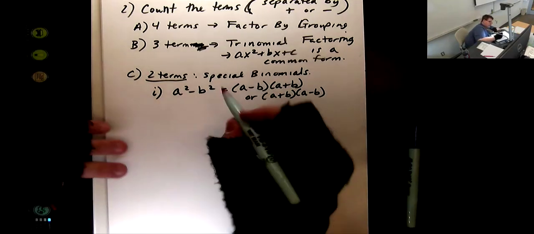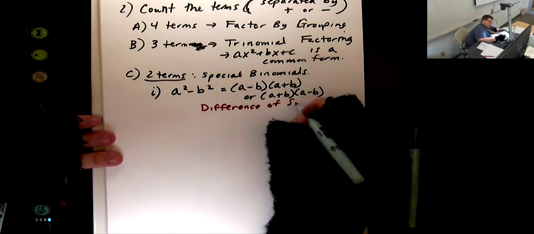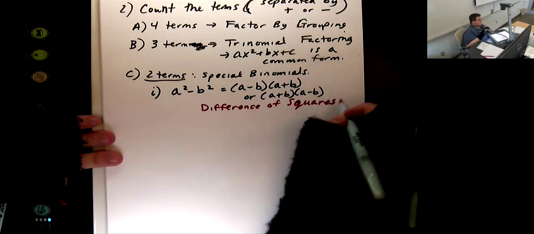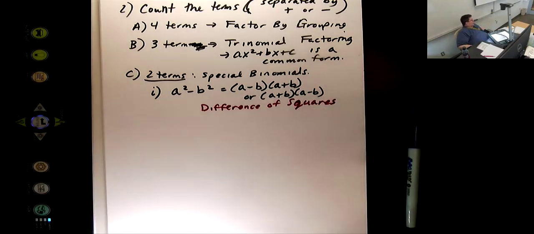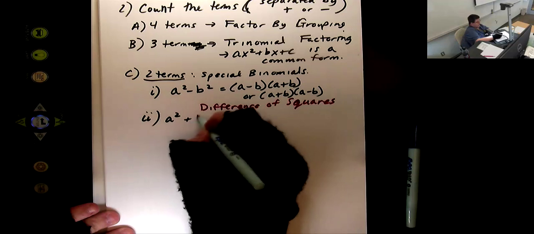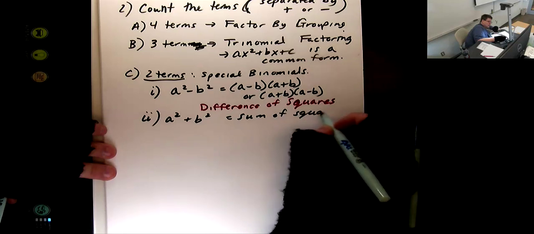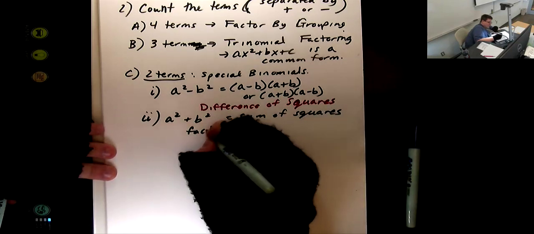This one is called difference of squares. A is squared, b is squared, and difference is the outcome from subtraction. So that's where the name comes from. Alas, if you try to do sum of squares, the sum of squares, it doesn't factor into real terms.